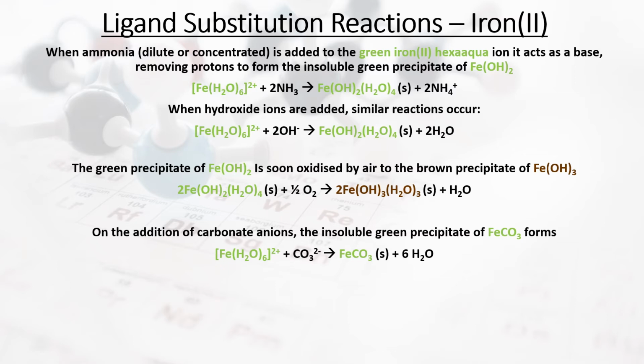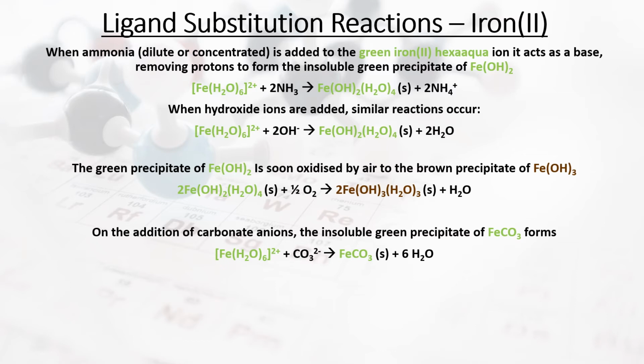And so we can write a reaction, ammonia acting as a base. We have our Fe(H2O)6 2+ hexaaqua ion reacting with 2 molecules of ammonia. They pull the protons off 2 of those water molecules to make 2 ammonium ions, NH4+. And then we form this neutral complex, so it's insoluble, a precipitate of Fe(OH)2(H2O)4. And this is a green precipitate.